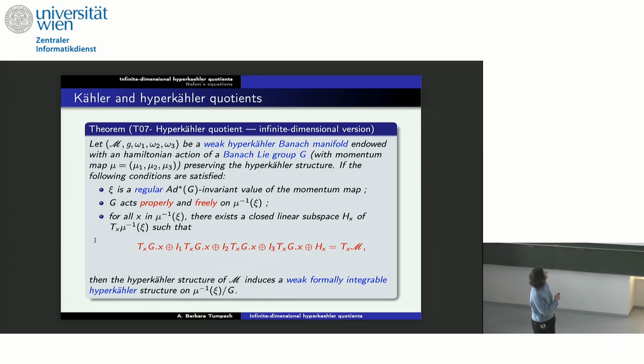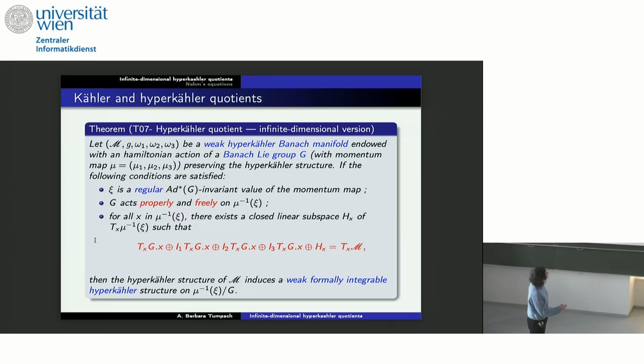Now the infinite dimensional version of this is in a weak hyperkaehler Banach manifold, endowed with a group action by the Banach Lie group. Again, we have some regularity assumption on the value that we take in G star plus G star plus G star. This should be a regular value. And the group should act properly and freely on the level set of this moment map. This is to ensure that the quotient will have a manifold structure.